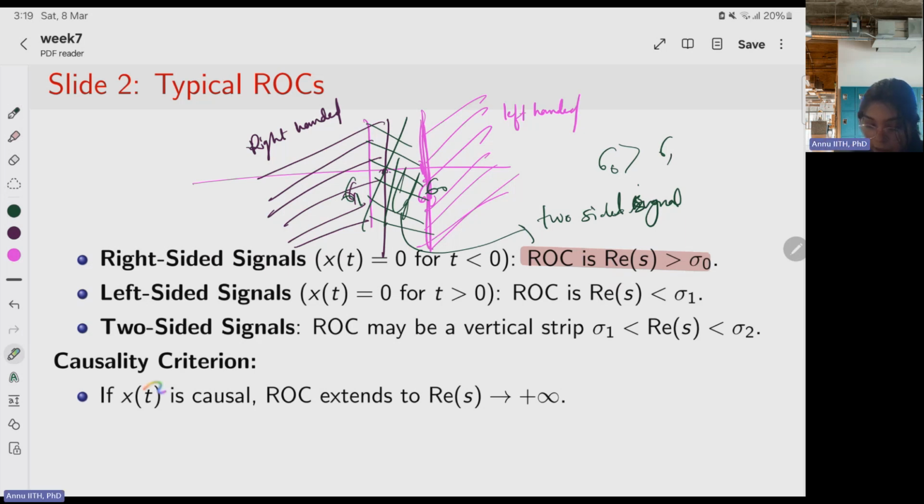Now the causality condition. What is a causal signal? A causal signal is practical in nature. Practical means it doesn't depend on future inputs; it depends on the past and present inputs. What was the criterion to determine a causal system if we have the impulse response h(t)? h(t) is equal to 0 for t less than 0. That was the criterion.